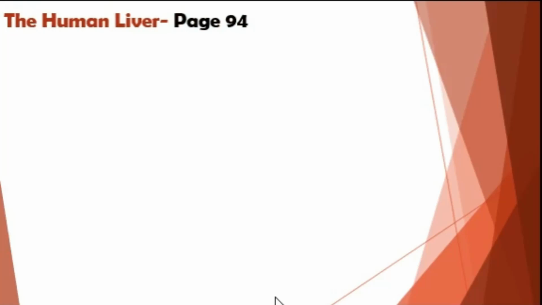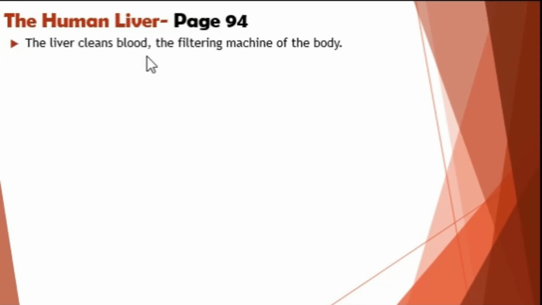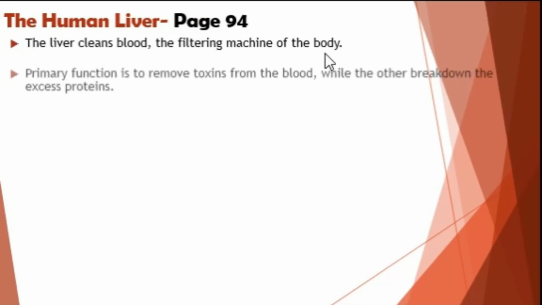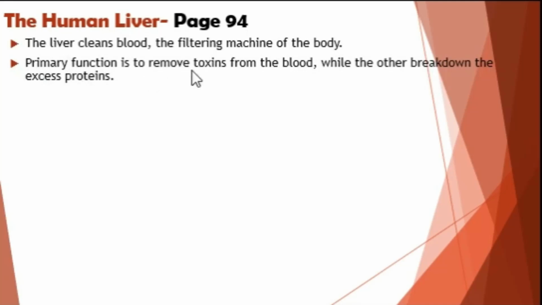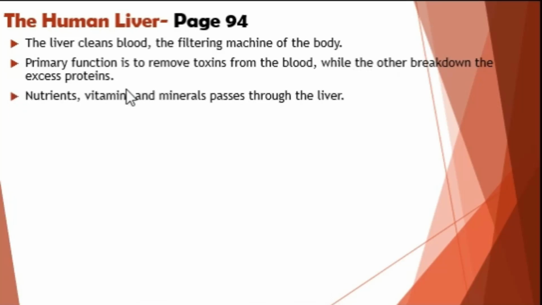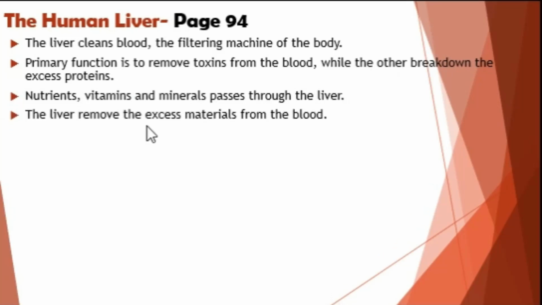Now, let's talk about the human liver. This lesson can be found on page 94. The liver cleans blood, the filtering machine of the body. Its primary function is to remove toxins from the blood, while the others break down the excess proteins. Nutrients, vitamins, and minerals pass through the liver. The liver removes the excess materials from the blood.